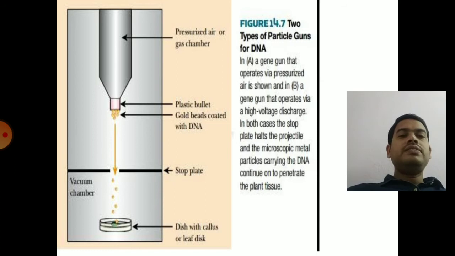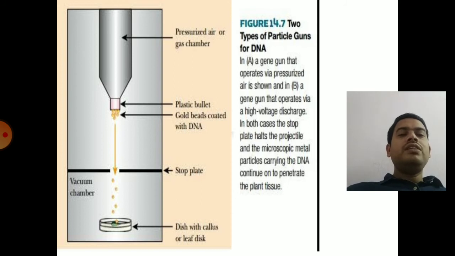So the next one is the particle bombardment, or biolistics, method. This particular method is widely used for plant cells. Here there will be a gene gun loaded with gold particles coated with your transgene, and this gun is used to introduce the gold particles containing the transgene into the plant cells.